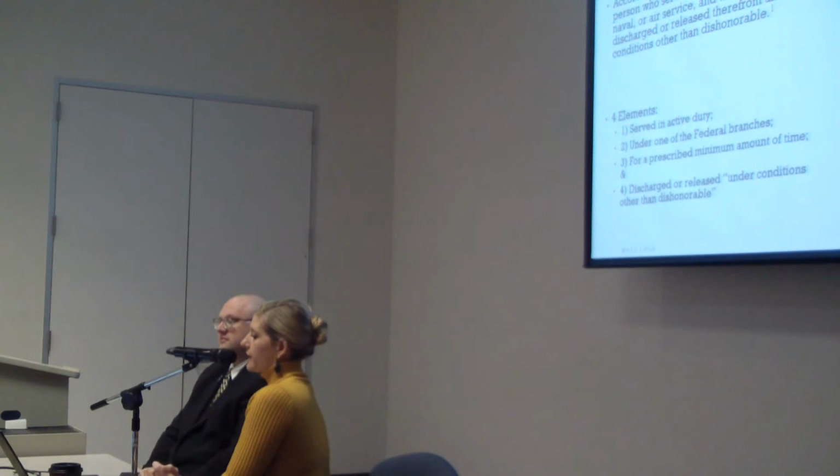So the VA defines a veteran as a person who has served in active military, naval, or air service, who is discharged or released therefrom under conditions other than dishonorable. So essentially there are 4 elements to this. The veteran served in active duty under one of the federal branches for a prescribed minimum amount of time, and that they were discharged or released under conditions other than dishonorable. And we're going to go through each of these elements in detail.